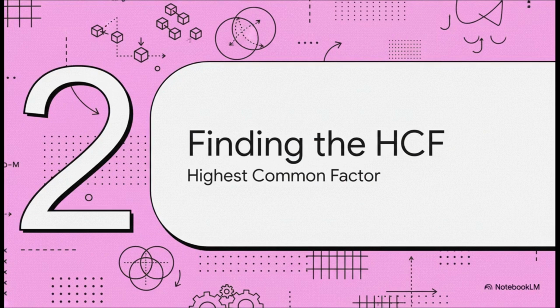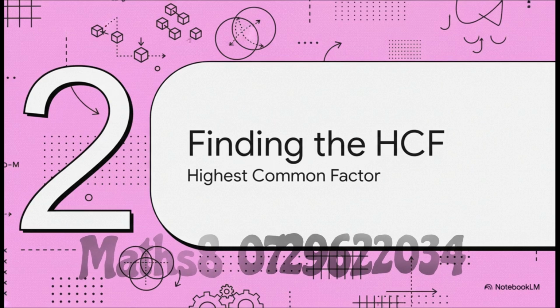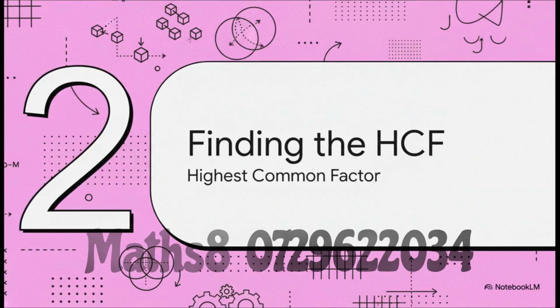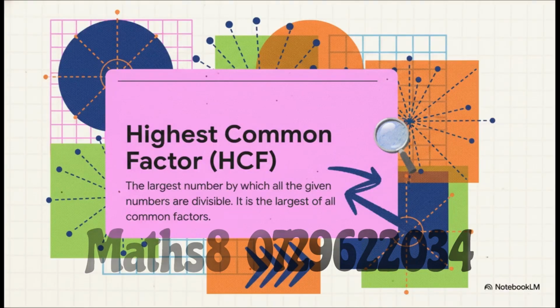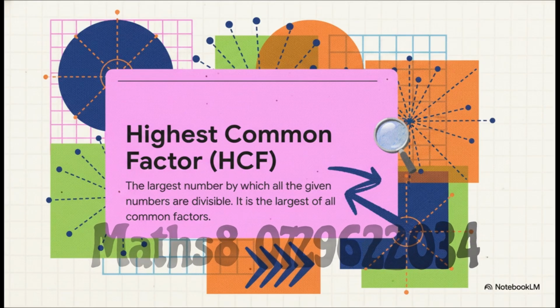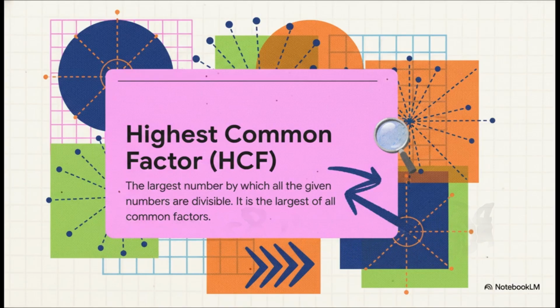Okay, so that's what a factor is. But what happens when you have a bunch of different numbers? We need to find what they have in common. And that brings us to our next big idea, the HCF, the highest common factor. The name really says it all, doesn't it? If you've got a set of numbers, the HCF is simply the biggest factor that they all share. It's the largest possible number that can divide into every single one of them without leaving anything left over.